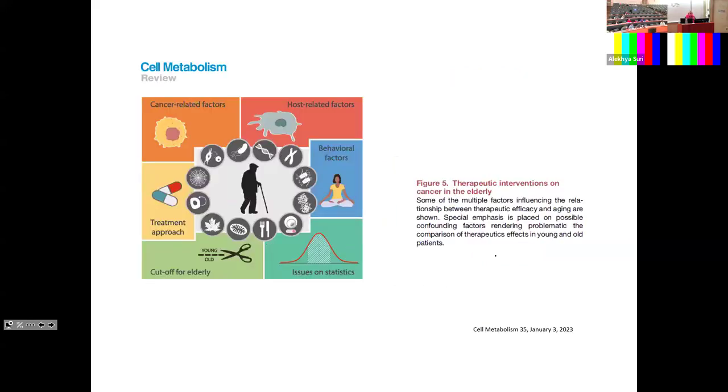Then they came up with this cartoon showing that a good therapeutic intervention will help not only with aging, but also with being less exposed to several things that can cause early aging and related diseases, and one of them is cancer.